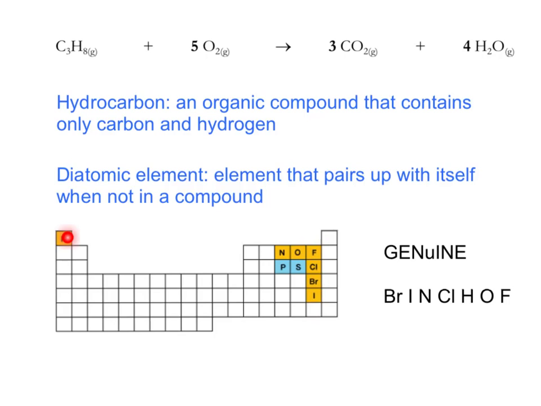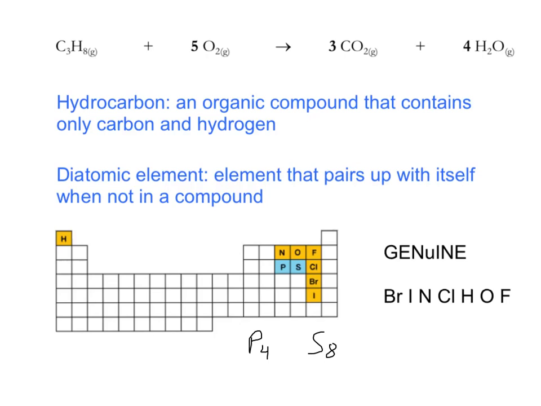Phosphorus and sulfur are also a little bit unusual. They are not diatomic elements, but phosphorus and sulfur like to combine with themselves when they are not in a compound, such that phosphorus likes to cluster together to form P4, and sulfur likes to cluster together to form S8.